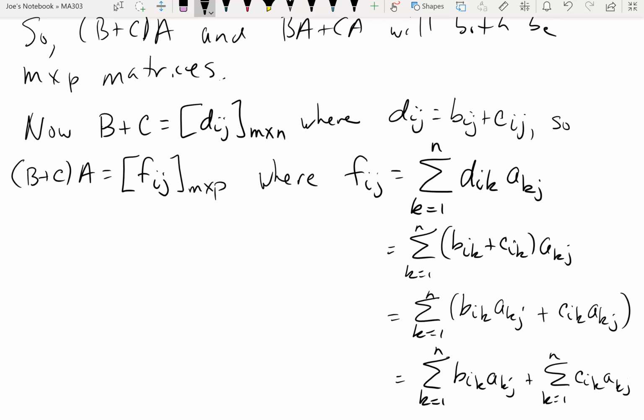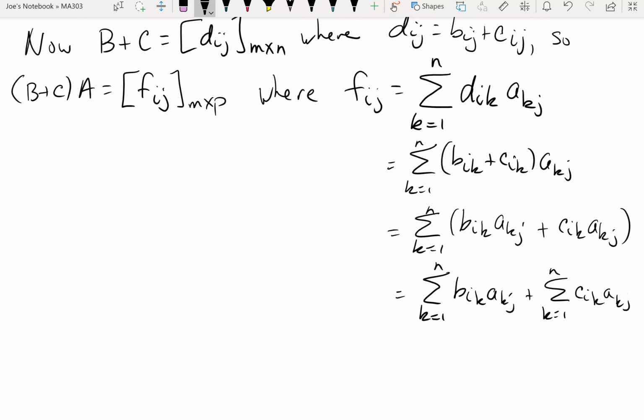Okay. Now, you might recognize this now as what you want, but a general way for doing these types of proofs is to work with one side, see what the general entry has to look like, work with the other side, see what the general entry has to look like, and show that they're the same. Okay? So let's go over to the other side. If I do B times A, I need another letter. I'll call it G. What size does B times A have? M by P.